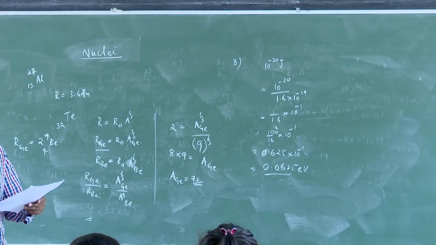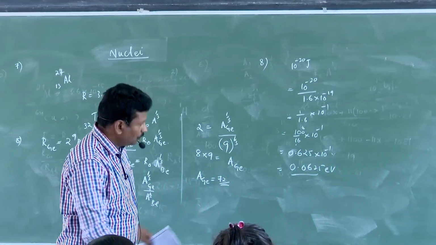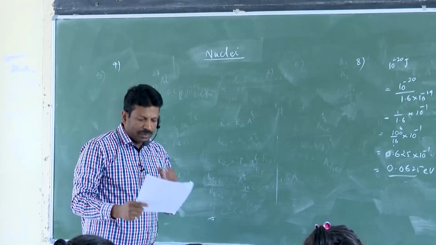So 0.06, option number C. Option number C. Question number 9.